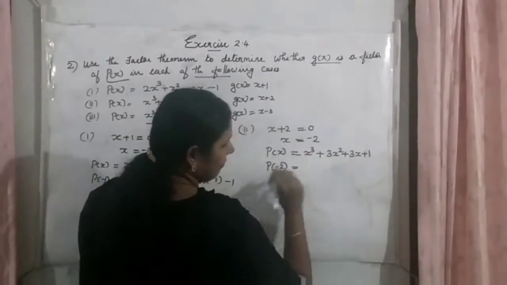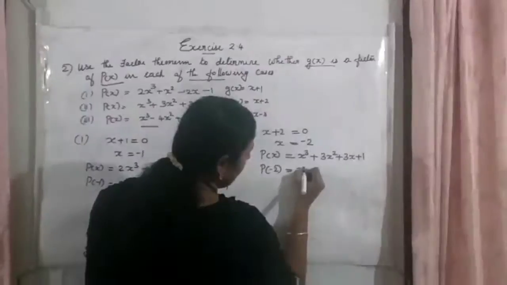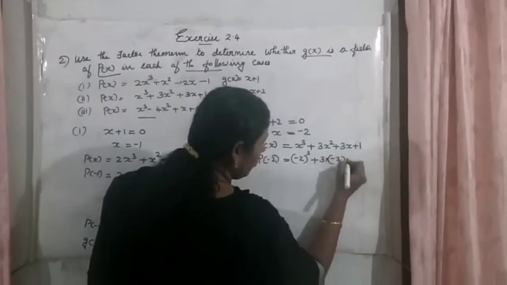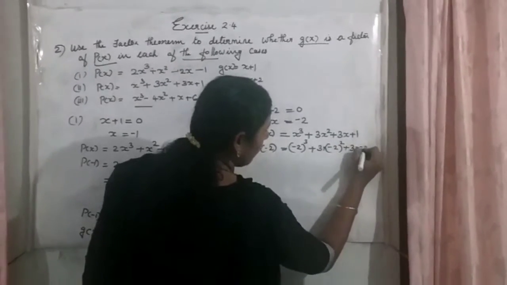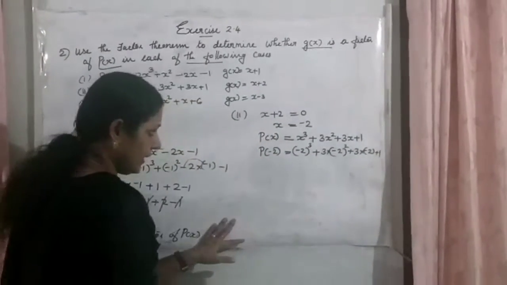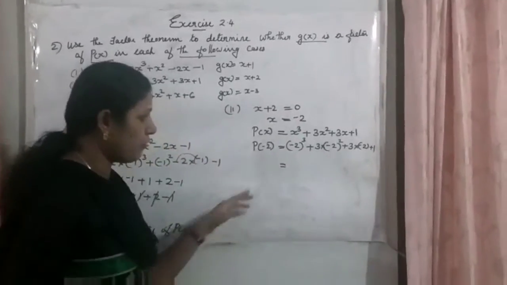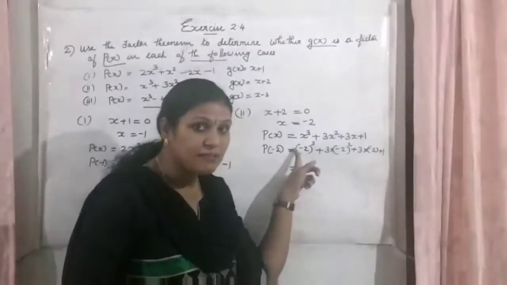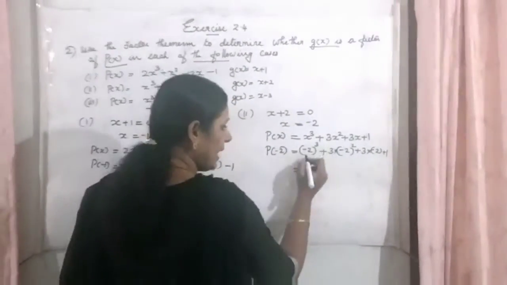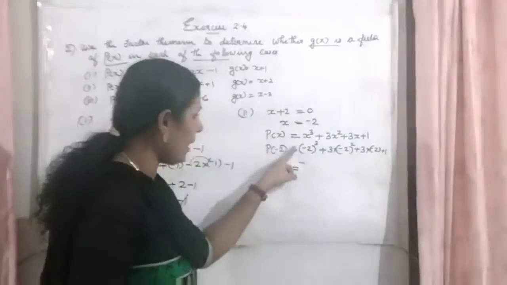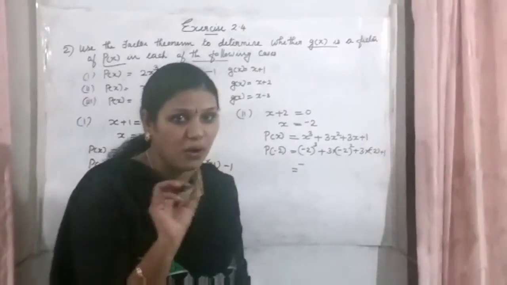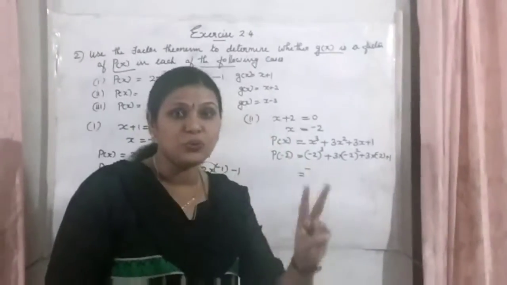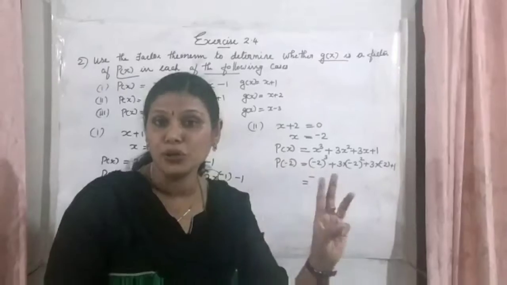Instead of x we write minus 2, that is minus 2 cube plus 3 into minus 2 square plus 3 into minus 2 plus 1. First, minus 2 cube: we find the sign. An odd power of a negative number is always negative, so the sign is minus. Then we find the number. 2 cube means 2 into 2 into 2. 2 into 2 is 4, 4 into 2 is 8.